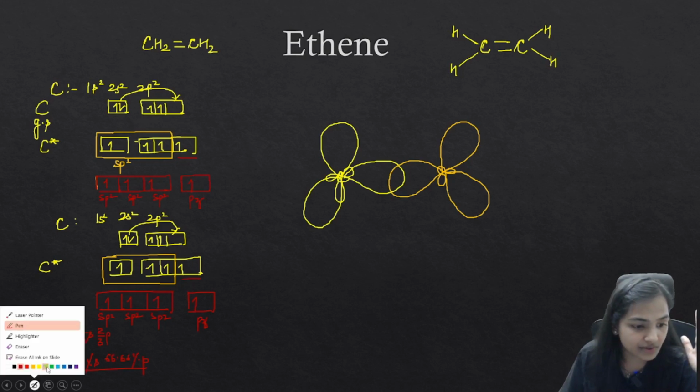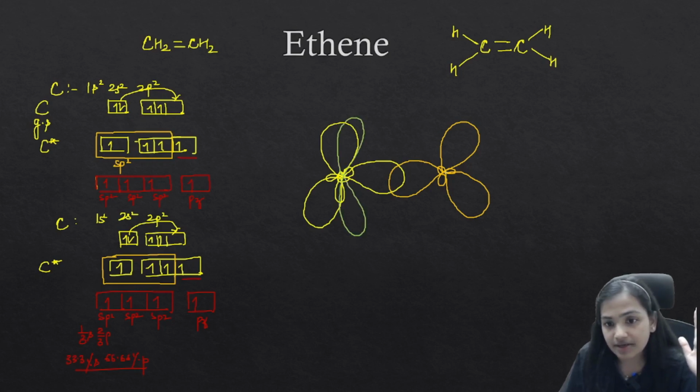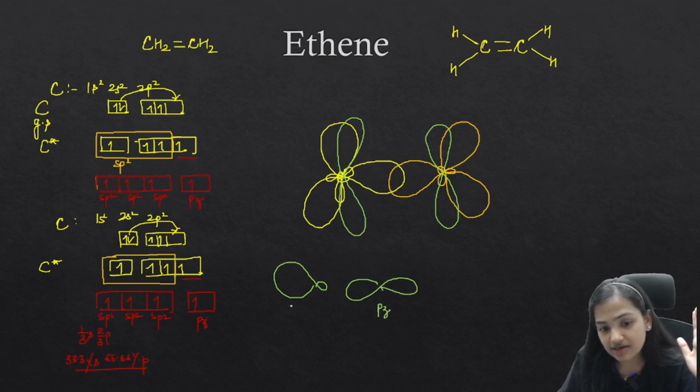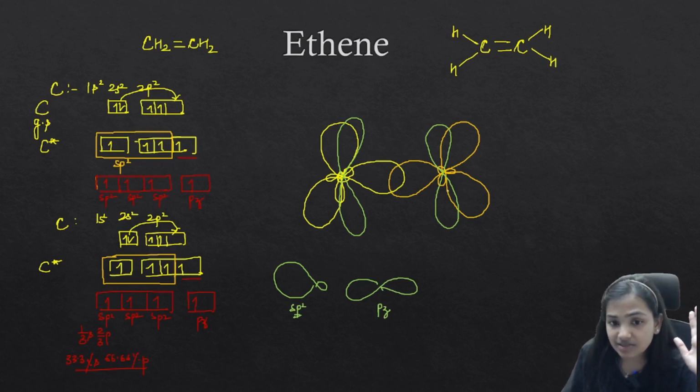Which color should I use for the pz orbital? Let me use this. Okay, so along with this we will also be having one pz orbital. This is going to be the one pure pz orbital. The hybrid orbitals are something like this, but the pure pz orbital is completely this. So this is my pz orbital and this is the sp2 orbital. Can you see there is a difference? Okay, so the pz orbital is something like this.